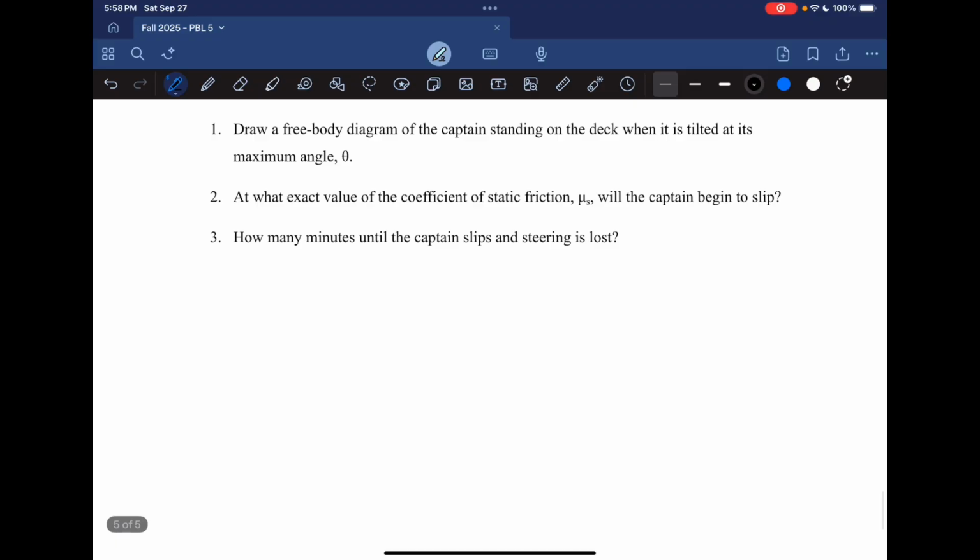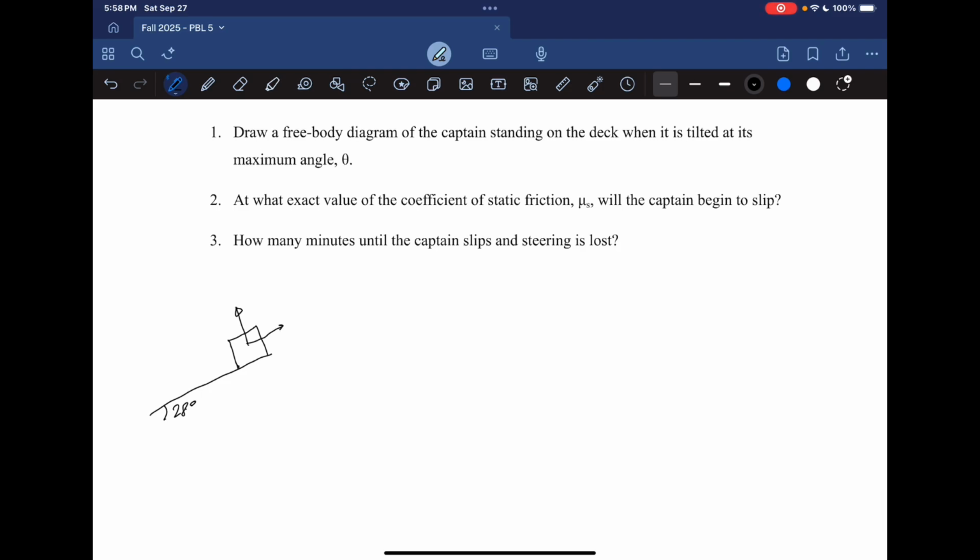So the first thing is to draw our free body diagram. So we'll say here's the deck. So here's our 28 degrees. We'll model our captain as a box. There's a normal force perpendicular to the surface. There's a force of static friction.